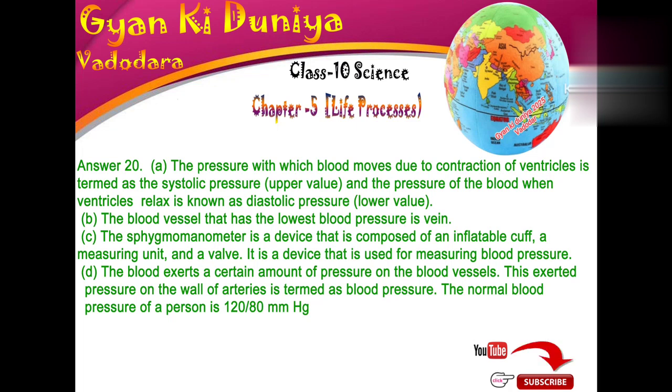D. The blood exerts a certain amount of pressure on the blood vessels. This pressure exerted on the walls of arteries is termed blood pressure. The normal blood pressure of a person is 120/80 mmHg.